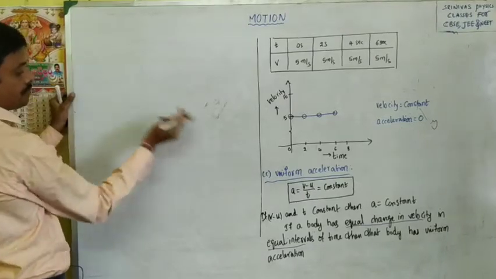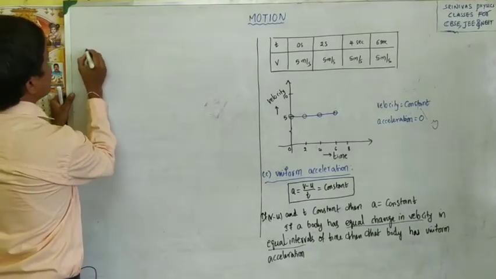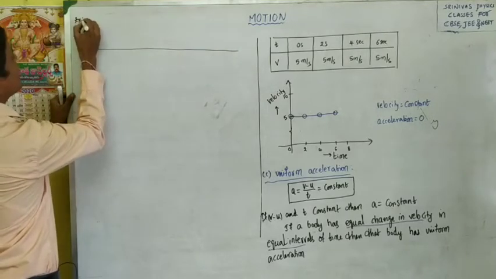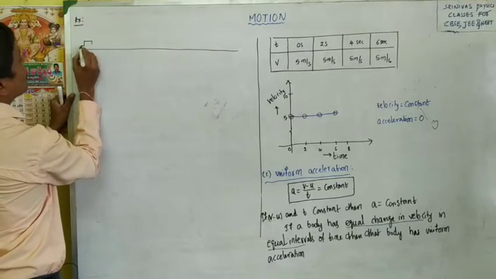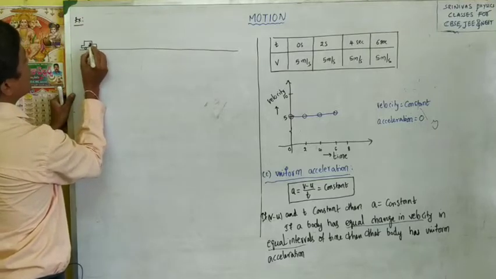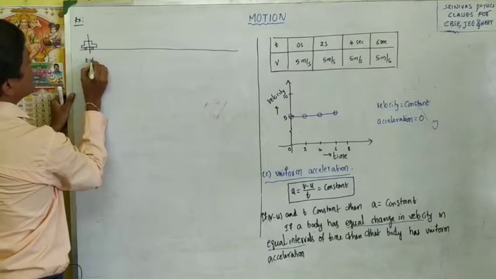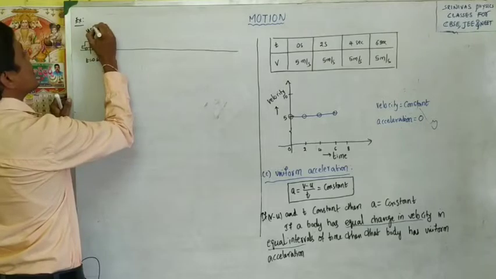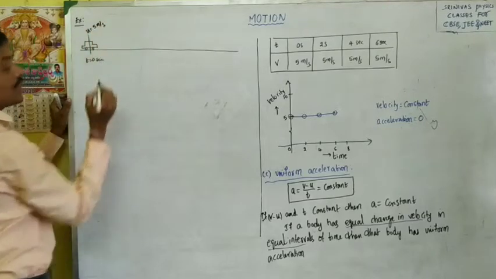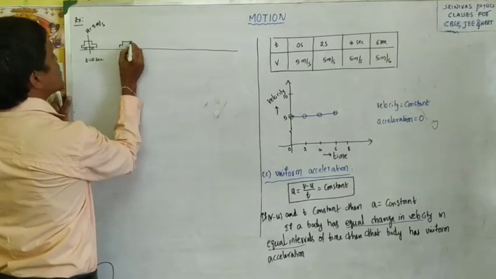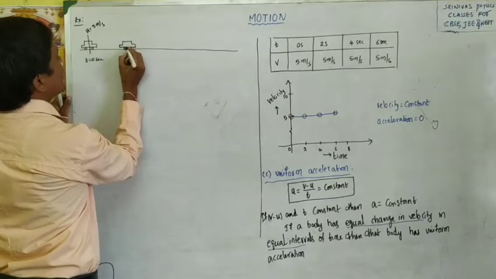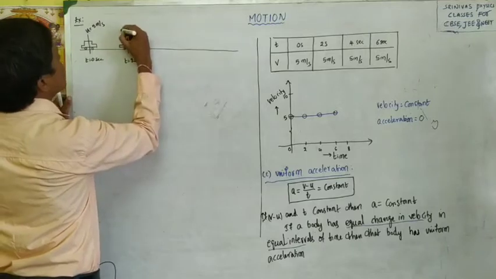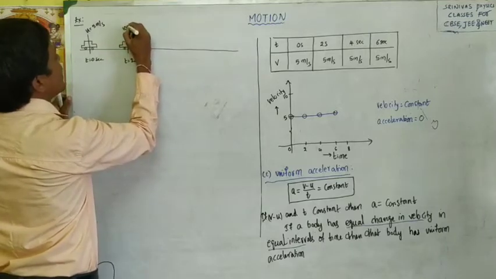And now one example I will tell. In that, this is a car. Okay, it is moving with some speed, right? And now at the start, time is equal to 0 seconds, and the velocity is considered as 5 meter per second. After 2 seconds, it is somewhere here. Now, after 2 seconds, its velocity is 10 meter per second.